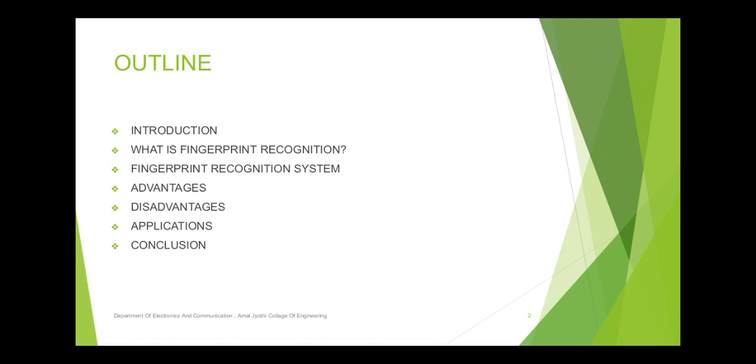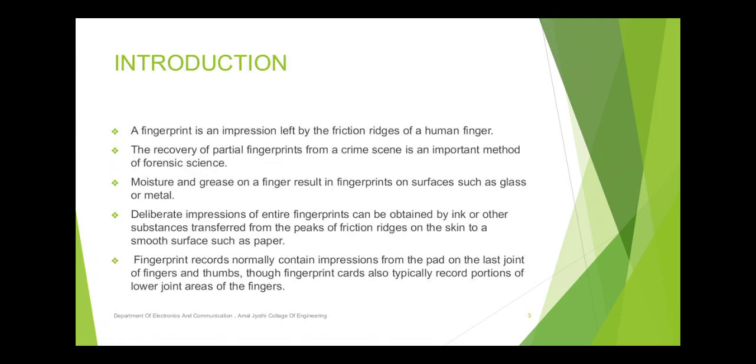So shall we start? Yes. I am moving to my first slide, and it is the introduction. As you all know about fingerprints, we all human beings have a fingerprint, and it is unique to everyone. A fingerprint is an impression that is left by the fingers of human beings. Each one has a unique fingerprint. So fingerprints are mainly used for crime investigation and other important forensic science departments.